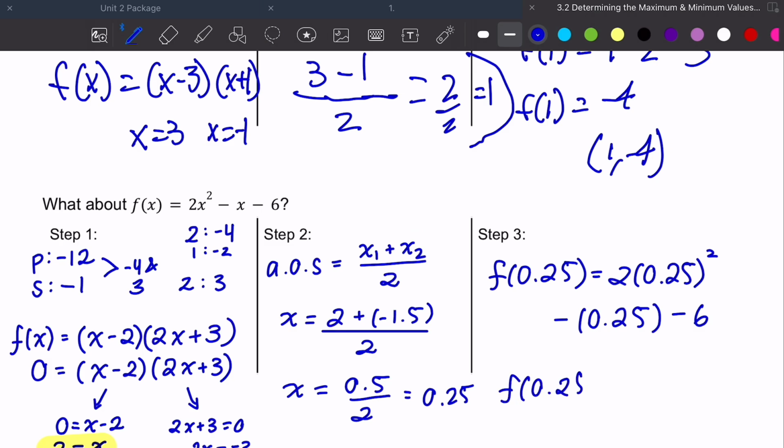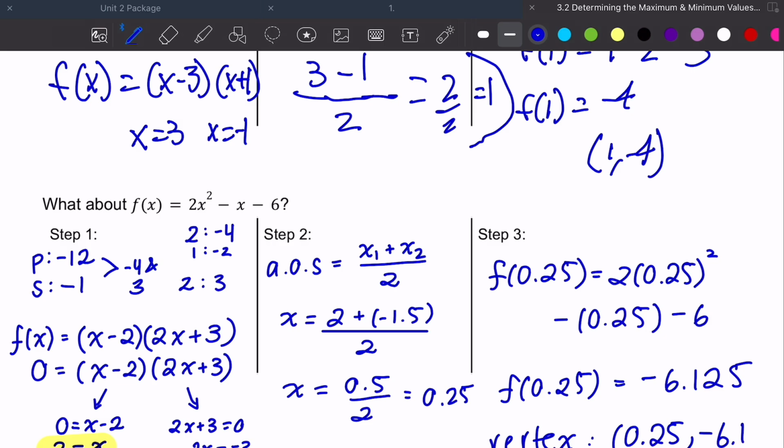I just did it with fractions. What is it as a fraction? The 2 and then the 1/4 squared ends up as 1 over 16, and times 2, that's 1 over 8, which is 0.125. And then minus 0.25, and then minus 6, and my final answer was negative 6.125. Perfect. So your vertex might not always be pretty numbers.